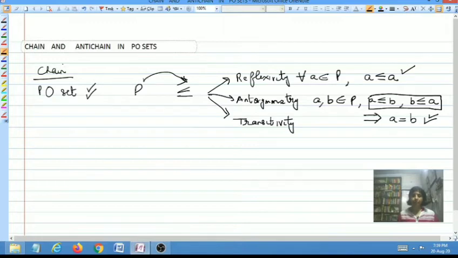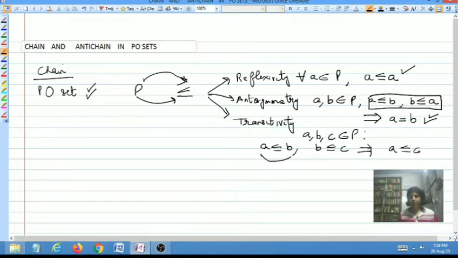The last condition for a set P to be a PO set with respect to the binary relation less than equal to is that if you pick up any three elements A, B and C belonging to P such that A is related to B and B is related to C, then this must together imply that A is related to C. That is, first is related to the second and second related to the third, which should imply that first is related to the third. If such a thing happens, then you say that the condition of transitivity is satisfied.